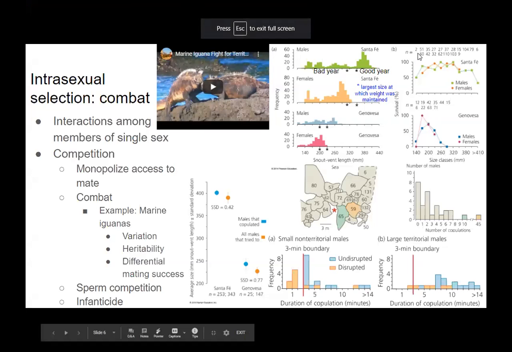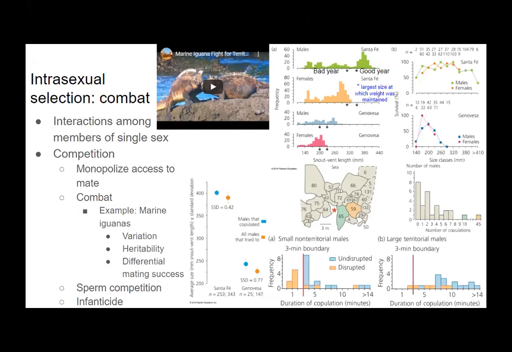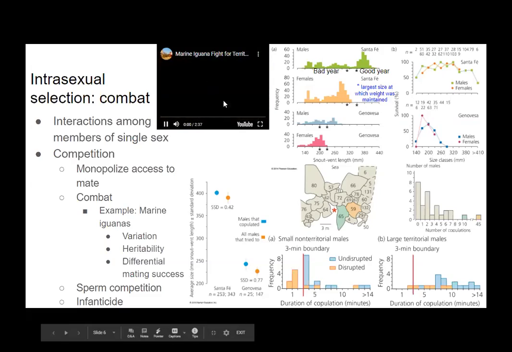Okay. So we're going to look at competition. And competition between the same sex is called intrasexual selection. So within a particular sex. This would be competition between males, for example, or competition between females. So that is intrasexual. And for this, we're going to use the example of the marine iguana. We'll take a look at that.